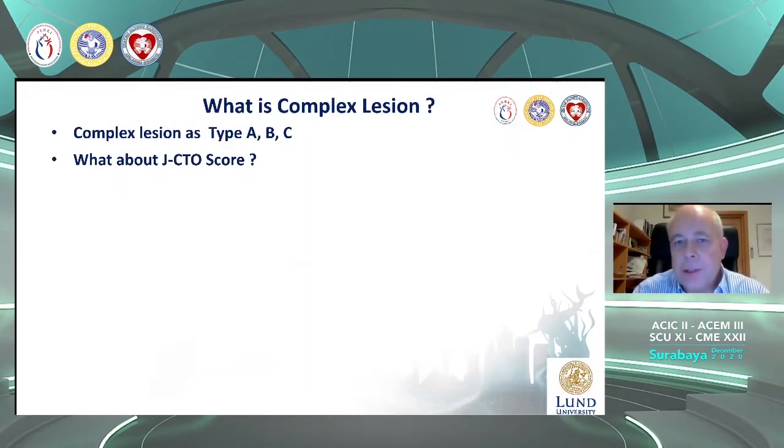So to start, what is a complex lesion? Well, complex lesions can be typed in many ways. You can call them A or B or C. Those are the typical lesion subsets according to calcifications and thrombus and bifurcations. But many patients also have chronic total occlusions, and these can be classified in the JCTO score according to their level of difficulty.